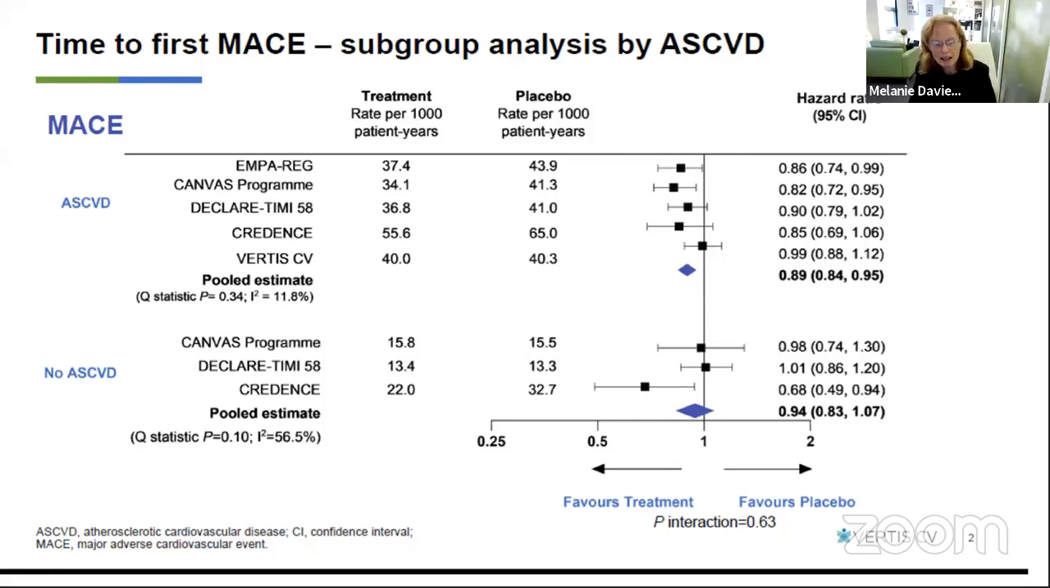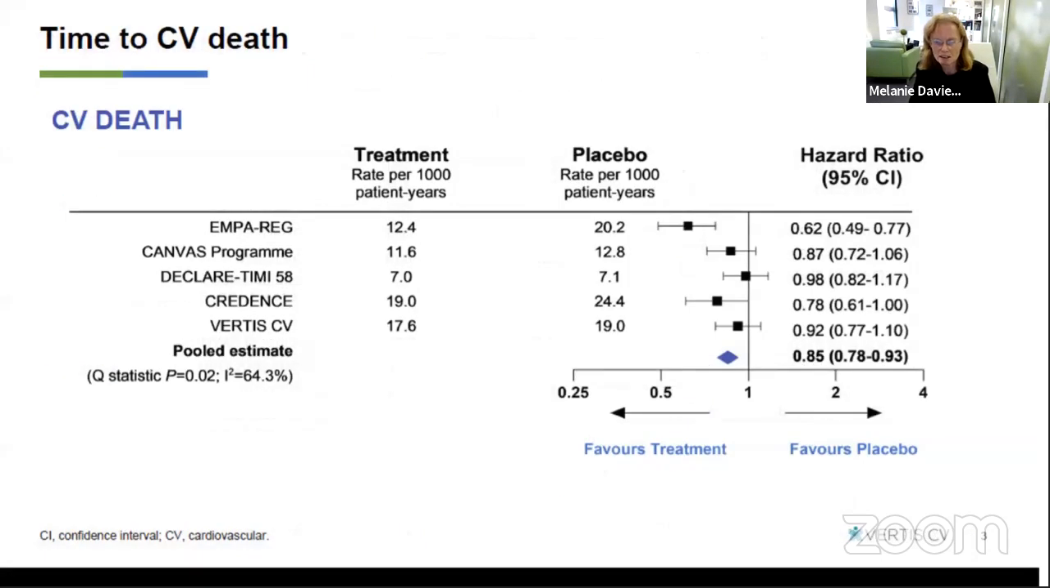This is an updated meta-analysis now, including VERTIS for MACE. And you can see that across the class, the pooled estimate is 0.89. And you can see VERTIS is sitting at 0.99 and not significant on its own. The issue is in patients with no established cardiovascular disease, apart from in CREDENCE, we don't really see an impact of the SGLT2s on MACE endpoints.